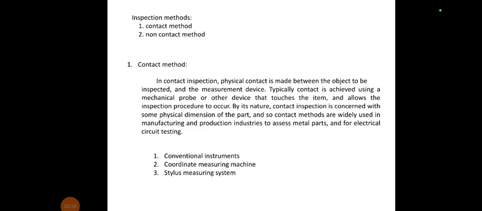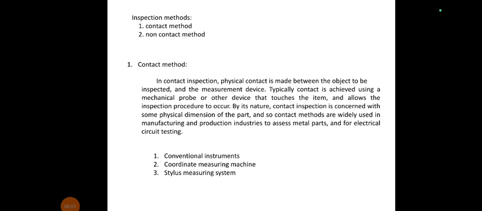Next one, types of inspection methods. In these inspection methods, two types are there. One is the contact method, second one is the non-contact method. So what is the contact inspection method? The contact methods usually involve the use of coordinate measuring machine, that is CMM.